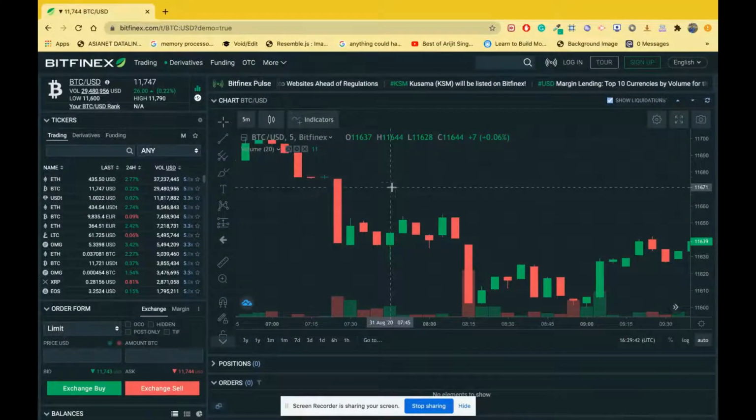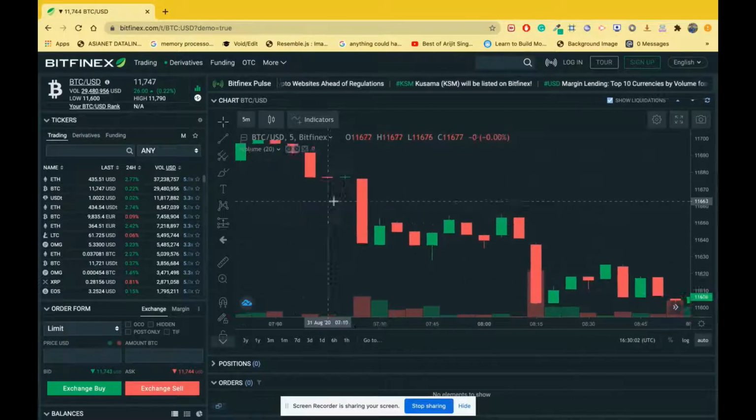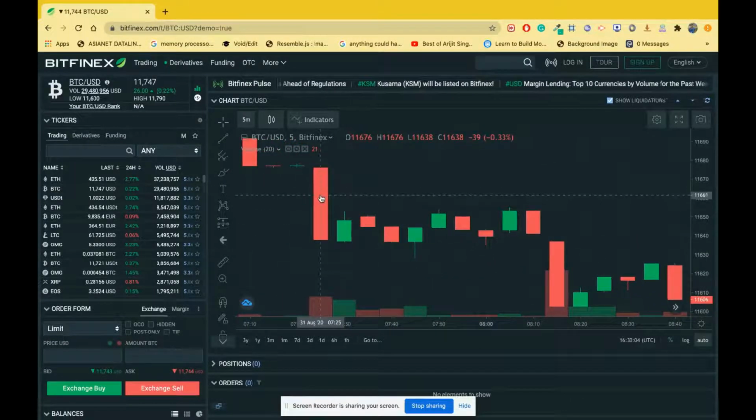So there are two kinds of candles. One is bearish candles, which are the red candles, and the other is bullish candles, which are the green ones. If you want to know the price of a candle at a time, you can go into this chart and check the price. If you look at this candle, this one is a bearish candle. The open price, as you can see on this side, was 11676 and the close price was 11638.